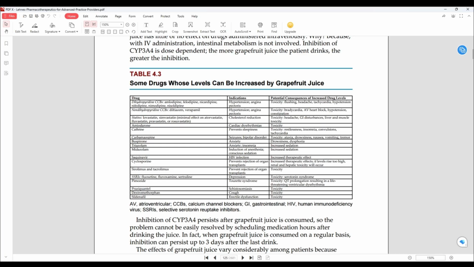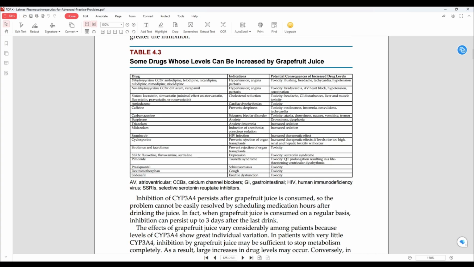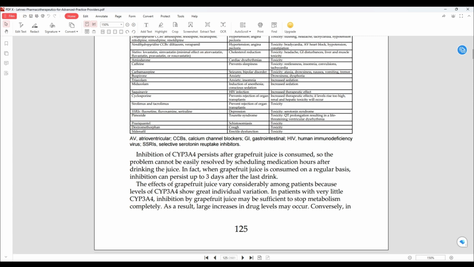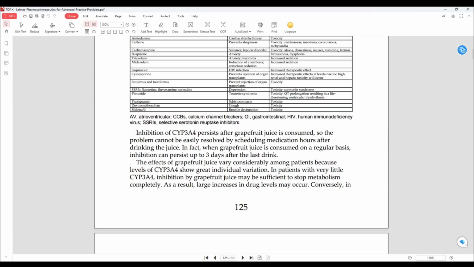The inhibition of CYP3A4 persists after grapefruit juice is consumed, so the problem cannot be easily resolved by scheduling medications hours after drinking the juice. In fact, when grapefruit juice is consumed on a regular basis, the inhibition persists up to 3 days after the last drink. The effect of grapefruit juice is very considerable among patients because levels of CYP3A4 show great individual variation.